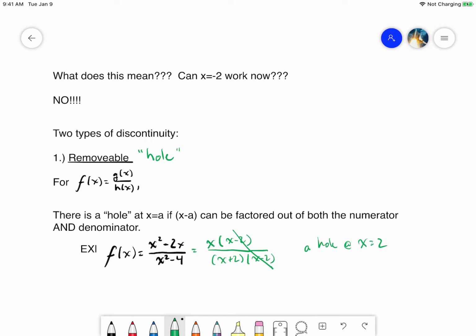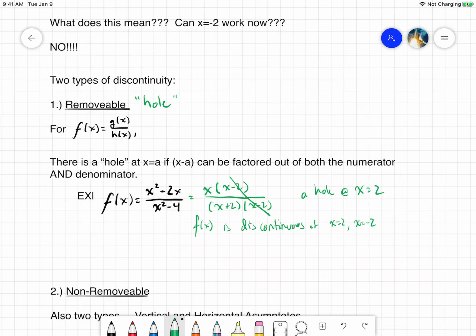Okay, but what about the x plus 2? What's going to happen there? Because we can say right here that f of x is discontinuous at both x equals 2 and x equals negative 2. So it has 2 points of discontinuity, but we notice that there's a hole at x equals 2. Well, what happened to the other one?